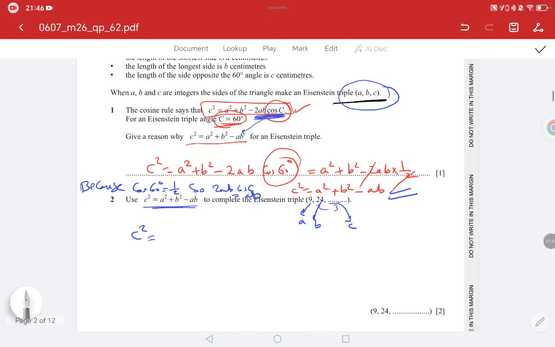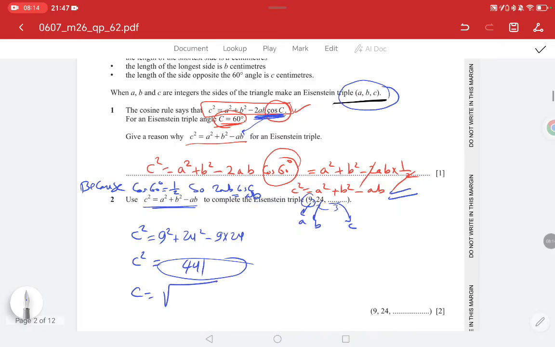So C squared equals A squared, which is 9 squared, plus B squared, which is 24 squared, minus AB. You just multiply them, like 9 times 24. So C squared equals this one. Take care that the answer will be C squared, not C. So let's try: 9 squared, which is 81, plus this 24 squared, minus this 9 times 24. So the answer is 441. So this is C squared.